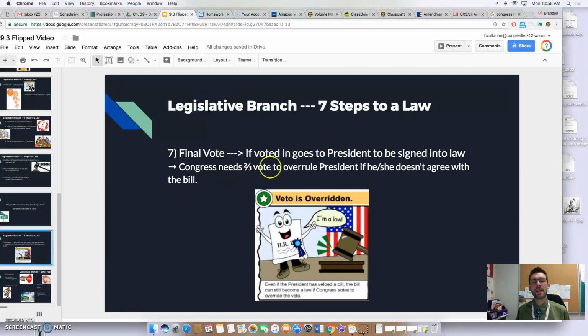The final step then is to have the president sign this bill into law. If the president does not like it, Congress has a couple choices. They can go back to the drawing board and tweak it some more and give it to the president. Or, if this is something they truly want, they can override the president's veto by having 2/3 of all the people in Congress say that this bill needs to be law. And if that happens, then it's a law, whether or not the president liked it.